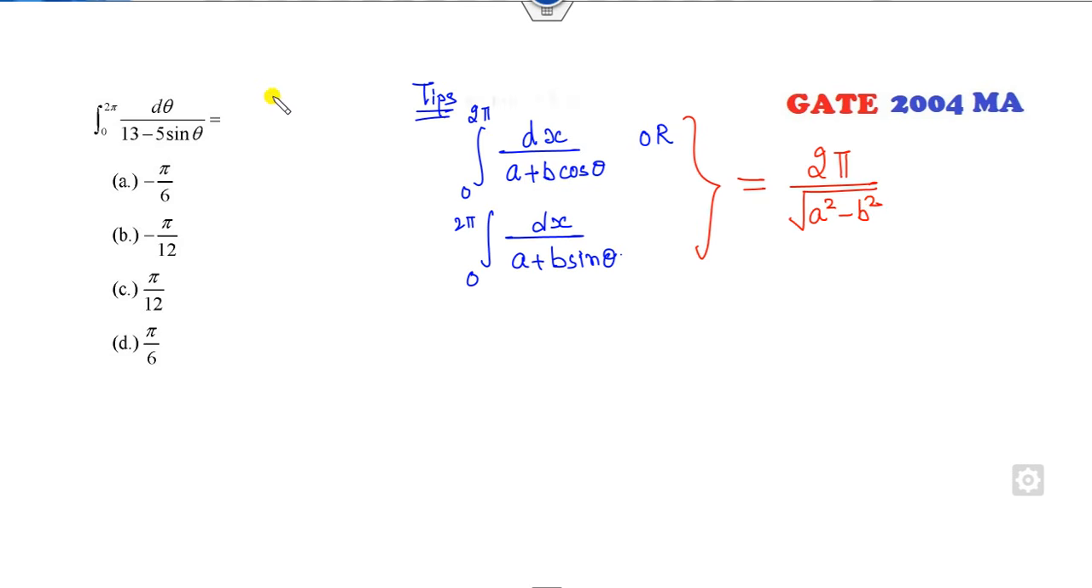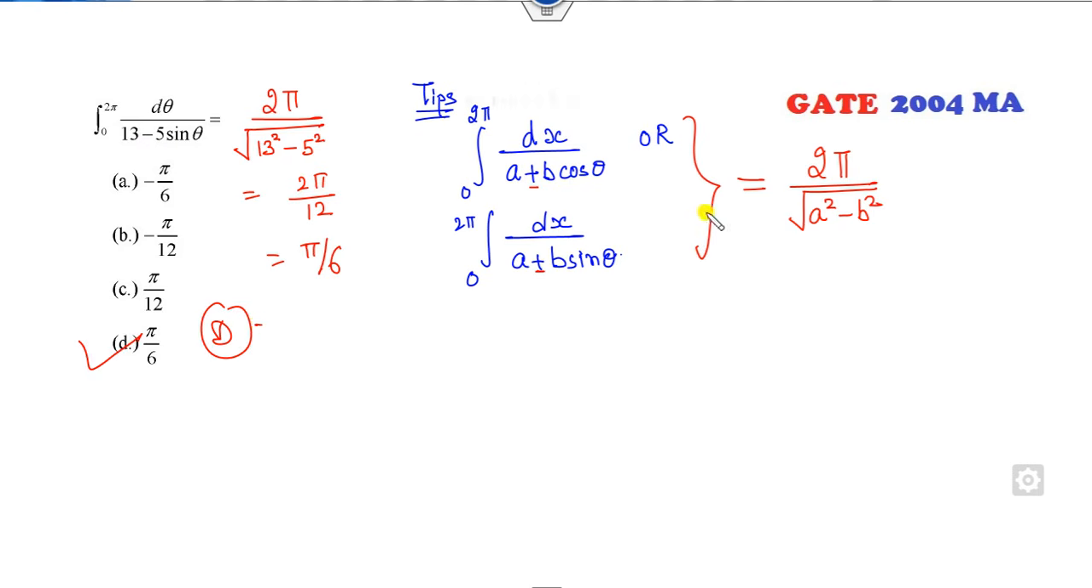So if you look at that, what is the answer of this? 2 pi over the square root of a square minus b square, whether it's a plus or a minus, that's the same thing. Here it's a 5. So what is the right answer? It's 144, it's 12. So the right answer is pi over 6.